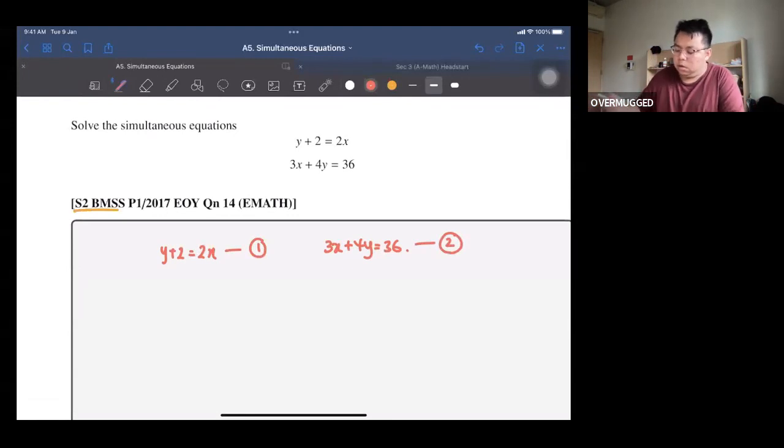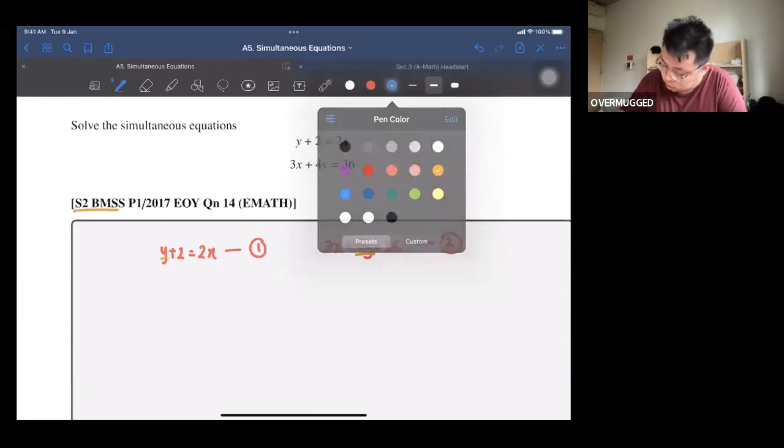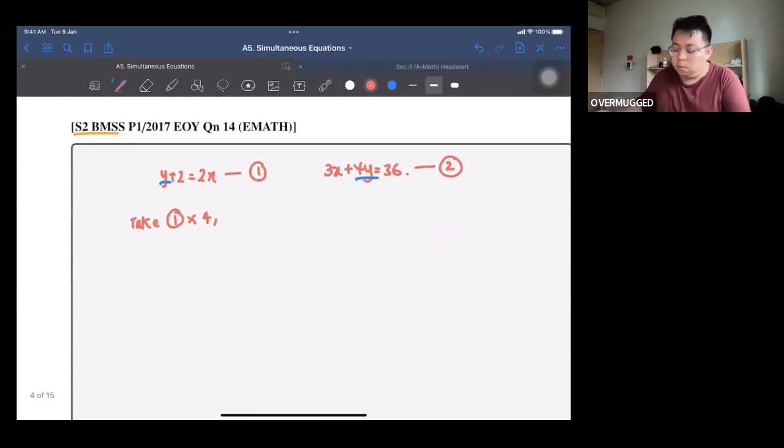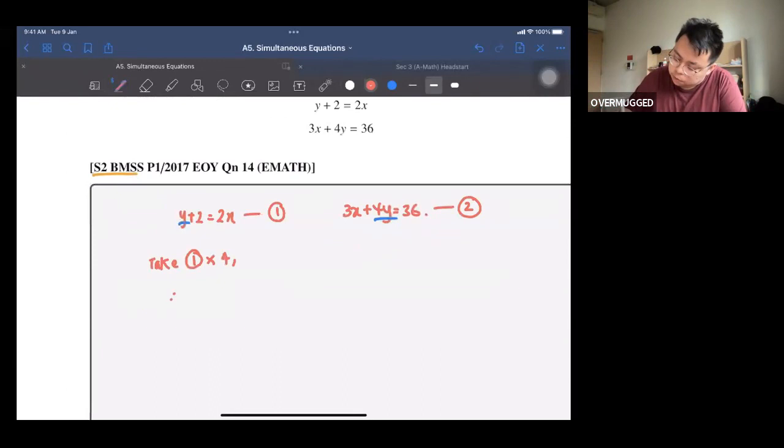Unfortunately, everything here is a bit difficult to make common, but I have a 4y and a single y. Maybe I use a different color so it's a bit more contrasting. Okay, so I have a y and a 4y. So I can actually change this y into 4y. What I'm going to do is take equation 1 and multiply by 4. By multiplying by 4, I force the whole equation to become times 4. So therefore, 4y plus 8 equals 8x. And voila, I have my equation. I'm going to call this equation 3.